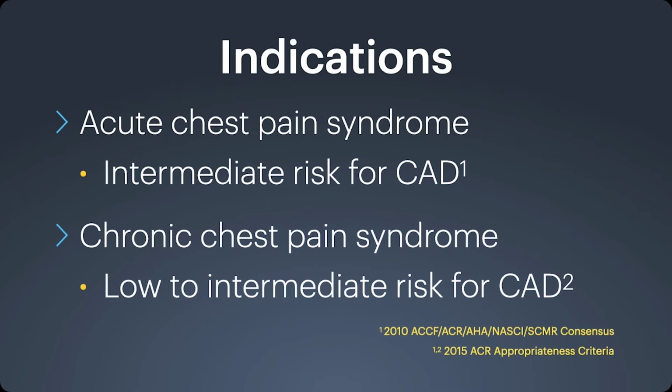So what are the indications for cardiac stress MRI? Well, there's consensus documents that have laid this out, and the primary indications we'll review here. So in patients who have acute chest pain, who are at intermediate risk for coronary artery disease, that's a primary indication. Patients who have chronic chest pain, who have low to intermediate risk for CAD. Now that encompasses quite a large number of patients with chest pain, either acute or chronic.